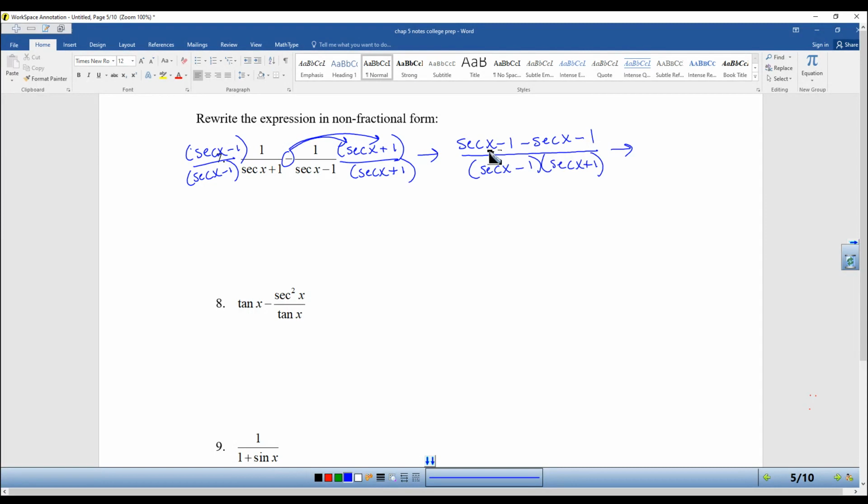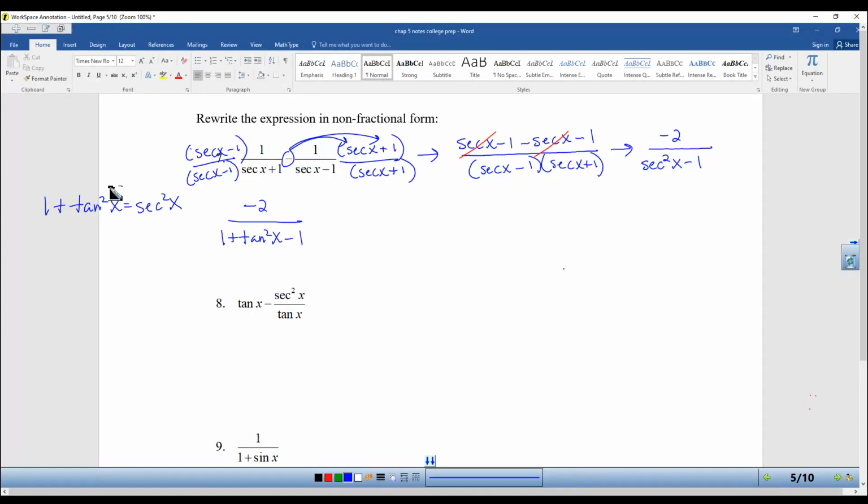In the numerator, the secants cancel with each other, and so I just have minus 2. And in the denominator, I can simplify that because if I FOIL it out, I'll get secant squared x minus 1. And again, you really have to know these identities. When you see a 1 and a secant squared, you should be thinking to yourself, I bet that I can rearrange that somehow.